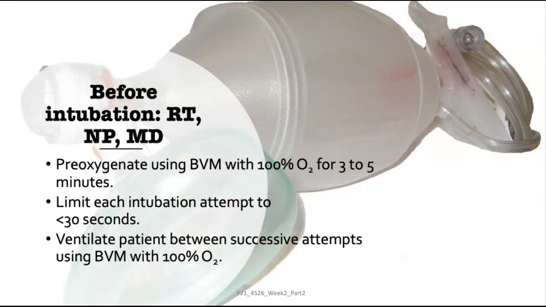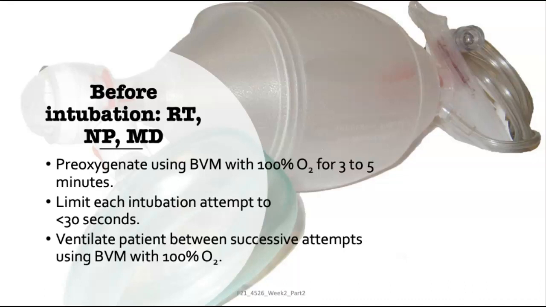So before the intubation, the RT, the NP, or the MD is going to pre-oxygenate using the Ambu bag with 100% oxygen for 3 to 5 minutes. Then you're going to limit each intubation attempt to 30 seconds. So you pre-oxygenate the patient to make sure they're full of a good 100% oxygen. Then you take the Ambu bag off and try the intubation. If it's not successful in 30 seconds, you put the Ambu bag back on and ventilate again. And you continue until you have a successful intubation.